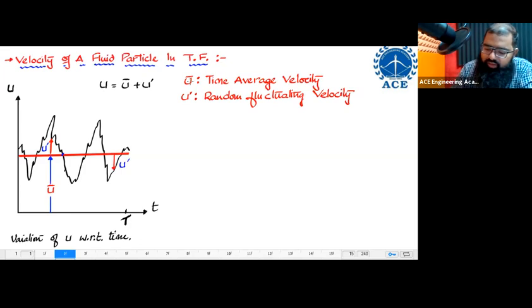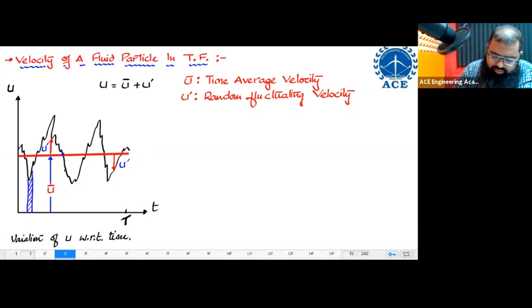Now I have to develop the formula for u bar and I have to develop the formula for u prime. Both these formulas I have to develop. How to develop the formula of time average velocity? Very mathematical concept. Whatever is the area under this black randomly fluctuating line, same area should be under this red line. Then only I can say the red line is the average value of this black line. Please imagine that under this black line, you're going to have certain area.